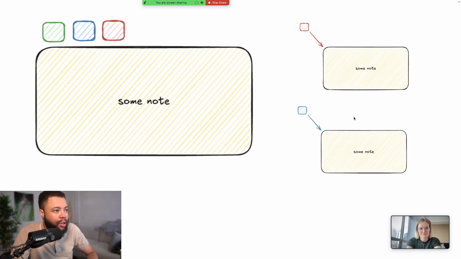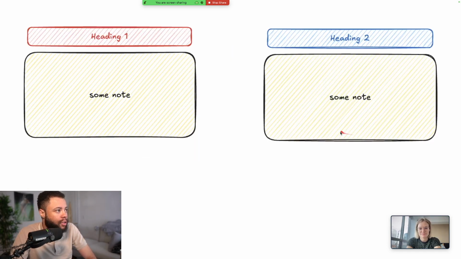So this is a visual example of what a tag looks like. You take a note and you apply multiple tags to it, and every single time that you reference this tag, it points to that same note. So this is the note that it's being referenced to. Whereas with a heading, you actually have to duplicate the data.